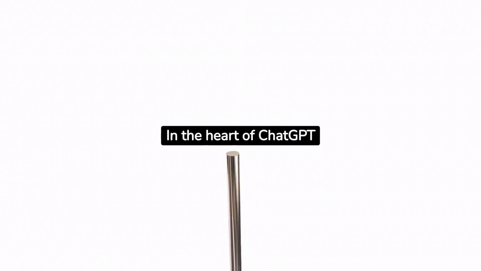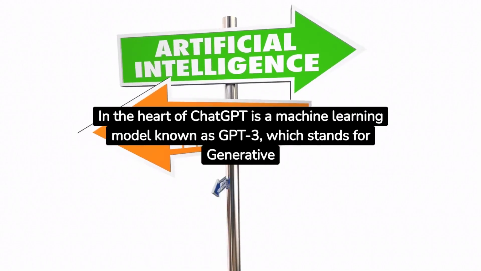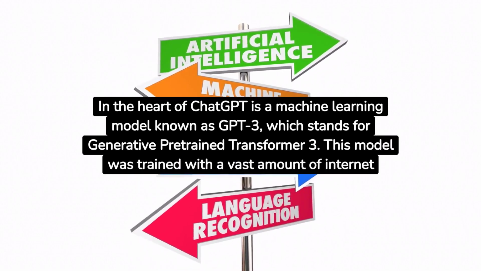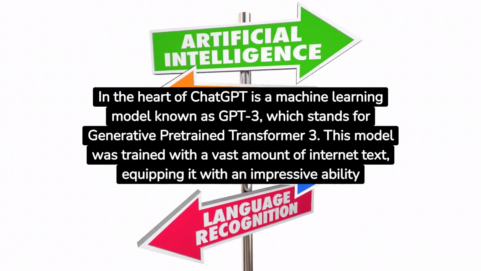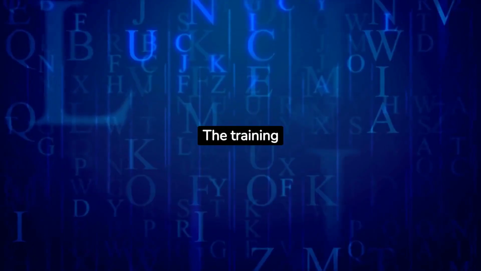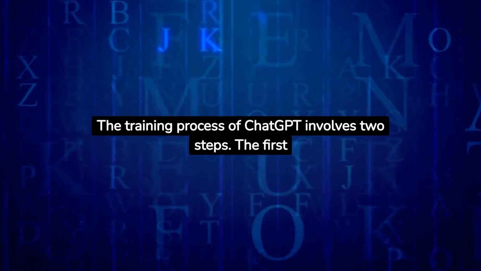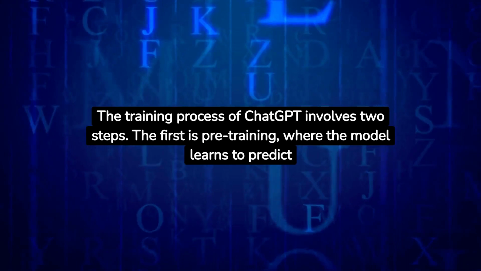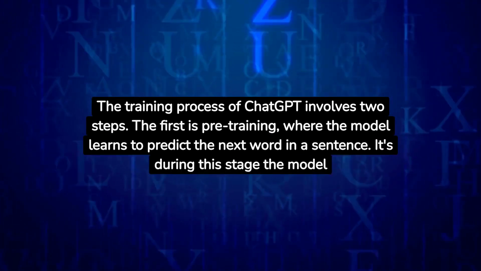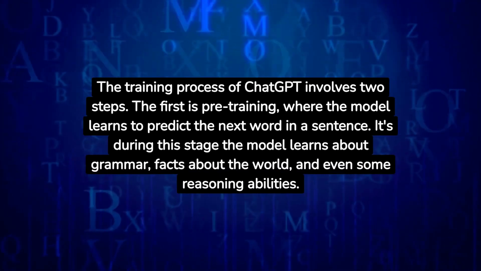In the heart of ChatGPT is a machine learning model known as GPT-3, which stands for Generative Pre-trained Transformer 3. This model was trained with a vast amount of internet text, equipping it with an impressive ability to generate realistic and meaningful text. The training process of ChatGPT involves two steps. The first is pre-training, where the model learns to predict the next word in a sentence. It's during this stage the model learns about grammar, facts about the world, and even some reasoning abilities.